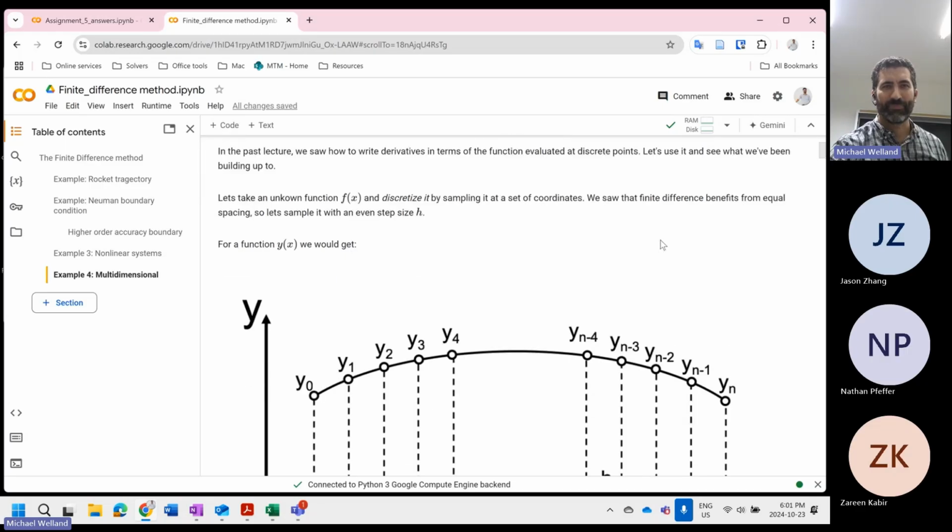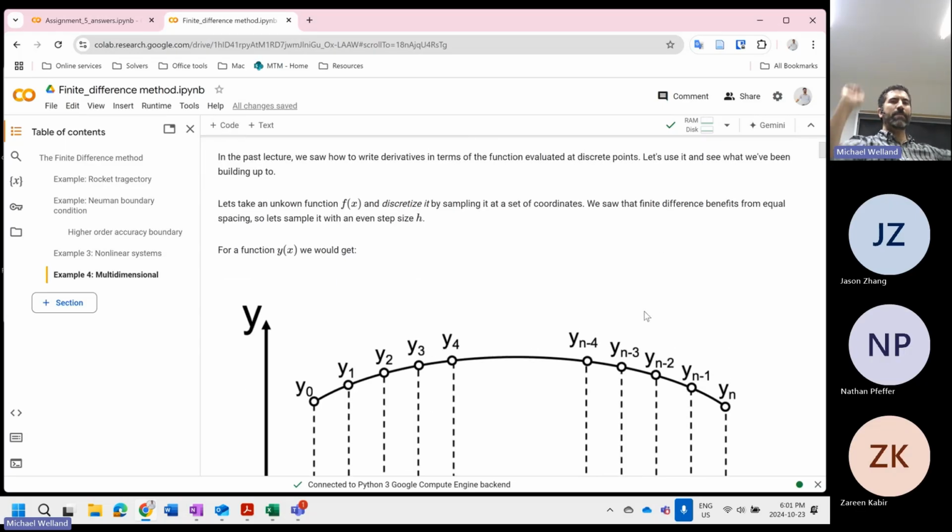Hooray, right? Okay, so in the past lecture, we saw how to write derivatives in terms of the elements of a list. So the derivative here depends on these two values. The second derivative depends on these three. On one side, it goes like that. On the other side, it goes like that. So let's use that. Let's take an unknown function. I wrote f, and then immediately for the rest of it, I'm talking about y's. Sorry.